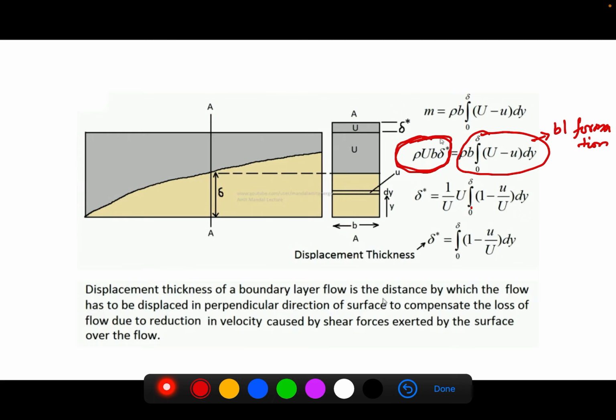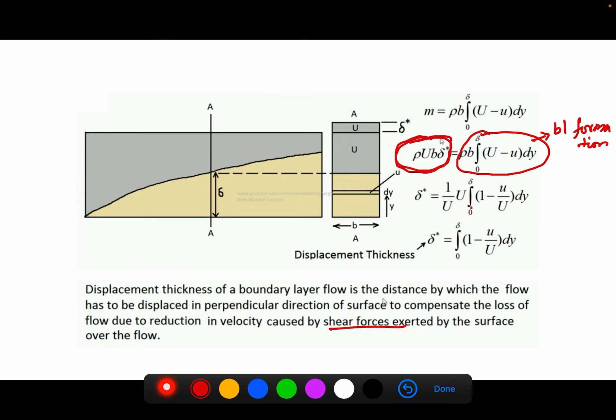So the displacement thickness of the boundary layer flow is the distance by which the flow has to be displaced in the perpendicular direction of the surface to compensate the loss of the flow due to reduction in the velocity caused by shear force exerted by the surface over the flow. Shear force is the reason for the viscous effect or drag, and because of the drag velocity reduces, so some mass flow reduction happens. To compensate for that reduction, fluid has to shift normal to the surface, and that shifting distance is called the displacement thickness.